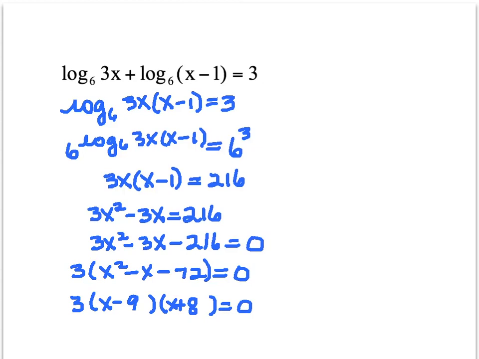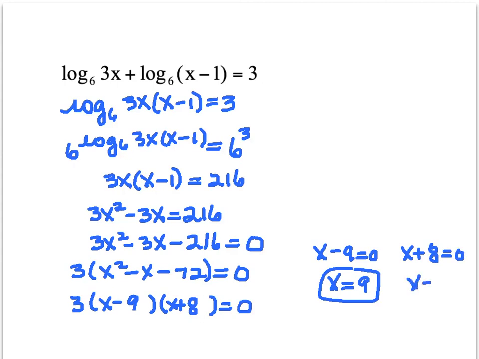And so x minus 9 being equal to 0 means x is equal to 9, and x plus 8 being equal to 0 means x is equal to negative 8.